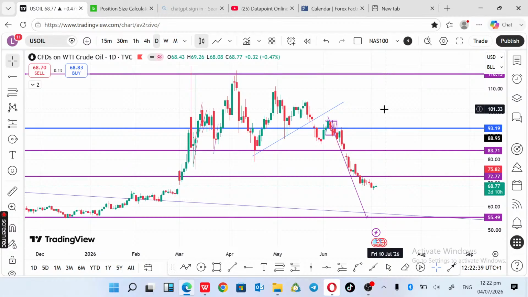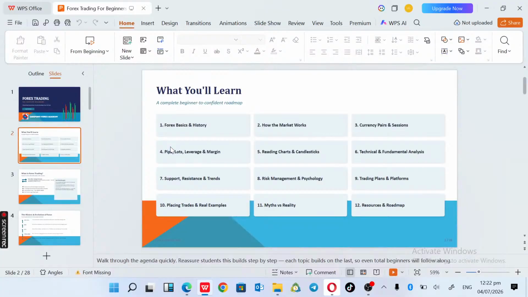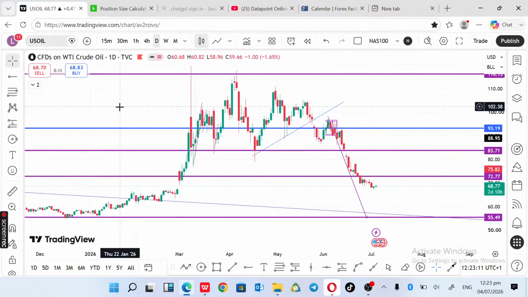Hope that is good. So any question? We still have more to go, but for now, we will stop at this level so that I give you room. We have support and resistance, we have risk management. I just explained risk management to you. We have trading plans, we have placing trade, then what we need to benefit, that is the advantages and disadvantages, then the roadmap of Forex. All these things, we are going to discuss as time goes on while we trade.